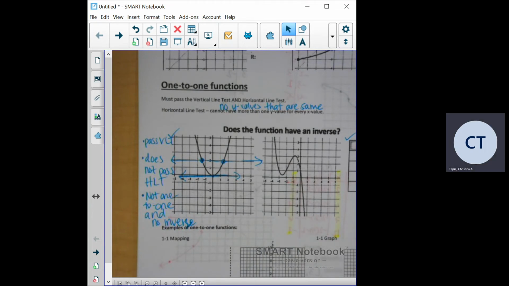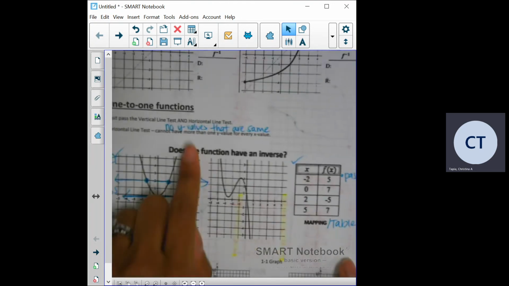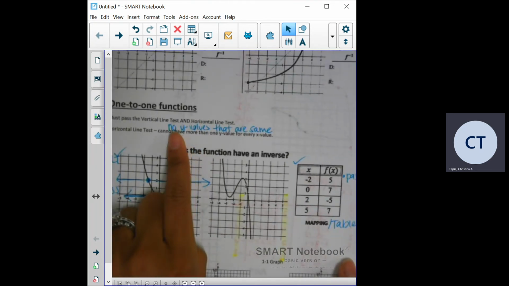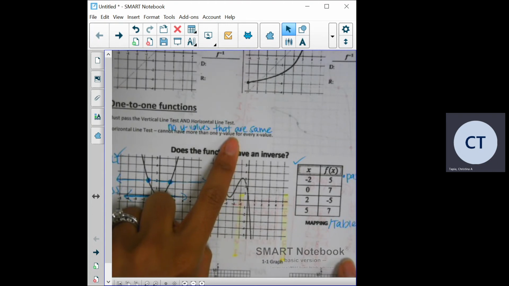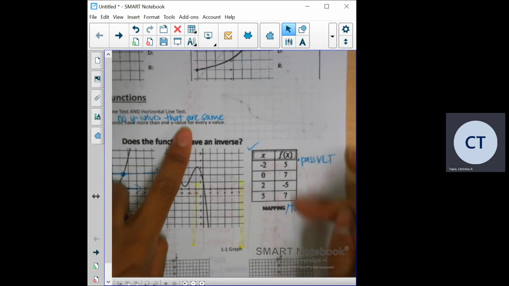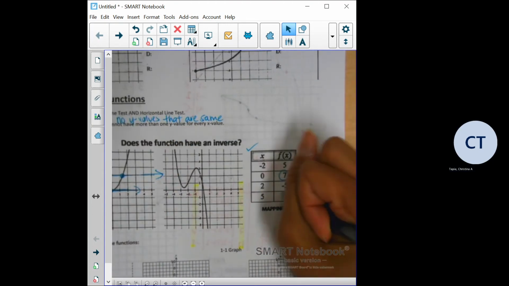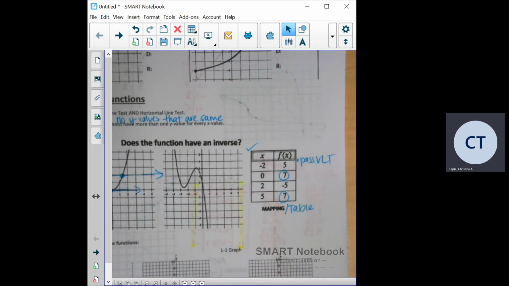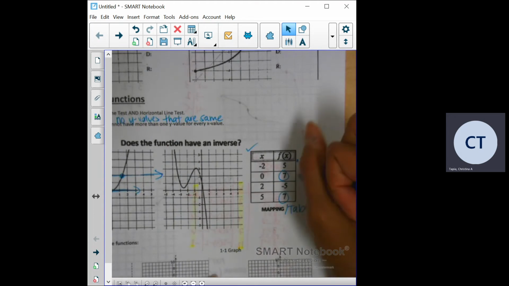Let's look at the table on the far side, because we looked at the graph. Let's see what a table is going to look like. So for your table, okay, we already said it passes the vertical line test. And I wrote a little note here for horizontal line test. None of your y values should be the same. Do we have any y values that are the same here? Since both of those y values are the same, it can pass the vertical line test, but it's not going to pass the horizontal line test.